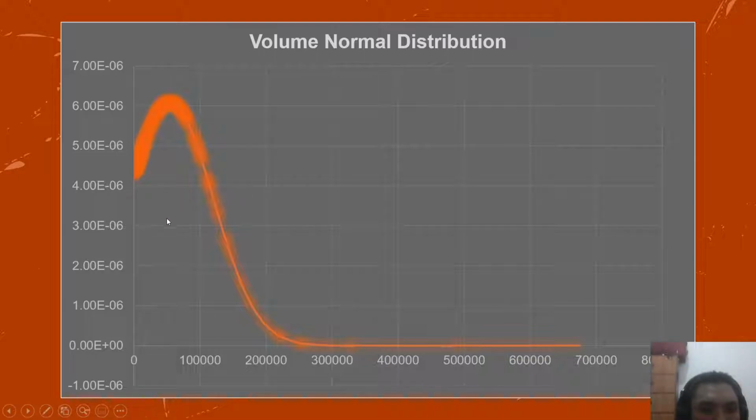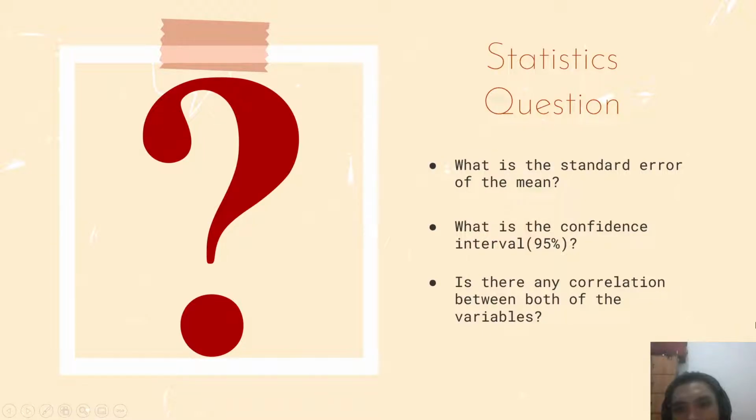As you can see, the normal distribution shape is right skewed, as you can see here. And then I also provide some statistics questions, which are: what is the standard error of the mean? What is the confidence interval, if we have a confidence level of 95%? And what is the correlation between both variables, which is both correlation and regression analysis. All of these questions I'm going to answer later as the presentation goes.